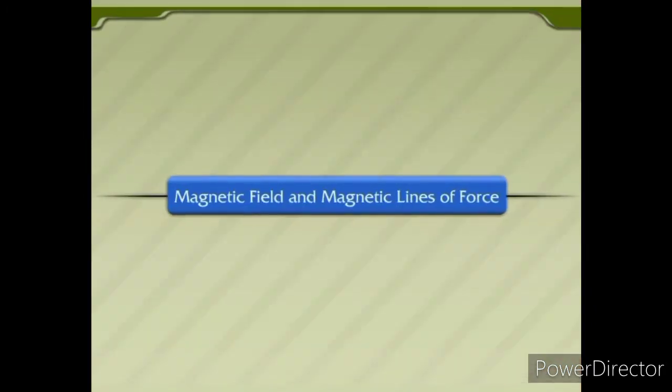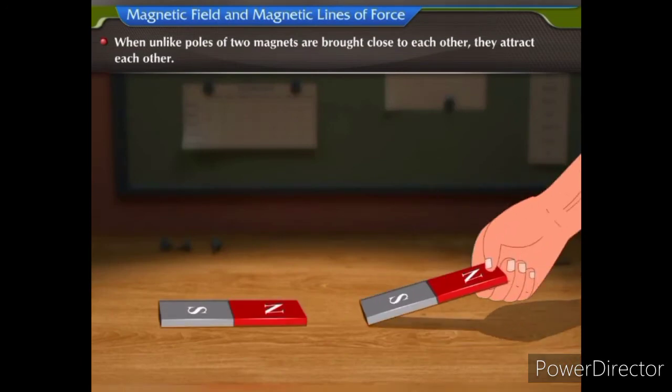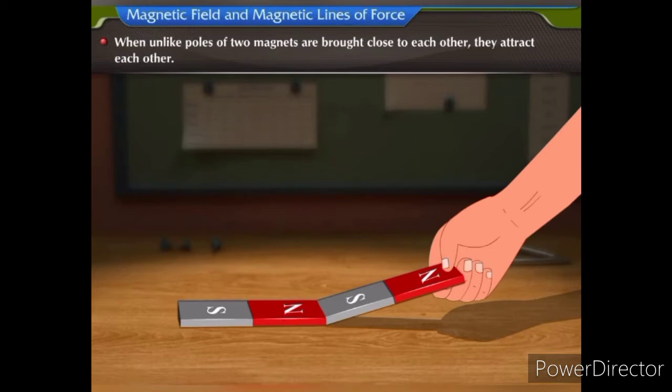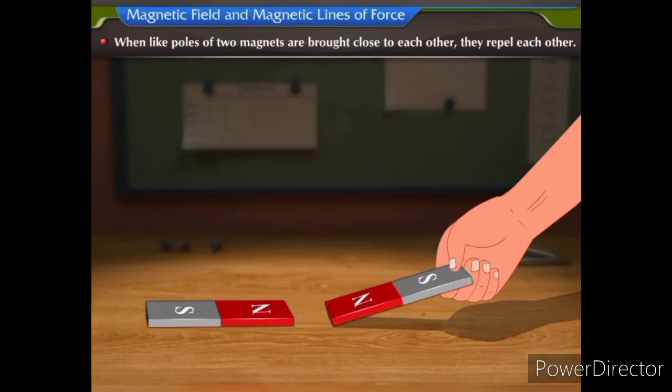Magnetic field and magnetic lines of force. We know that when unlike poles of two magnets are brought close to each other, they attract each other. Whereas like magnetic poles repel each other.